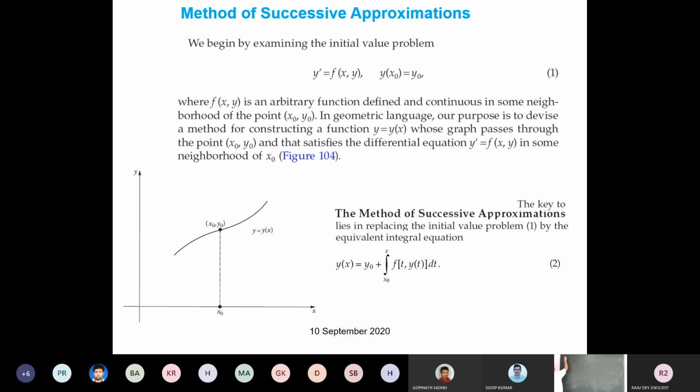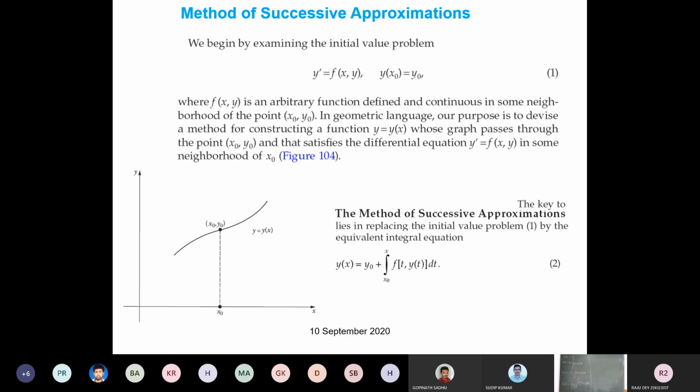We generated a sequence of functions given by this: y1(x) equal to y0 plus the integral from x0 to x of f(t, y0(t)) dt, then y2(x) equal to y0 plus the integral from x0 to x of f(t, y1(t)) dt, and so on. You may be thinking that this is kind of boring, but I want this to become permanent in your brains. In general, yn(x) is y0 plus the integral from x0 to x of f(t, y(n-1)(t)) dt, and so on. Okay, fine. So this is what Picard's method is going to do, successive approximation.